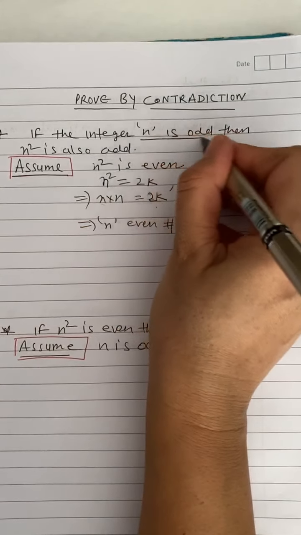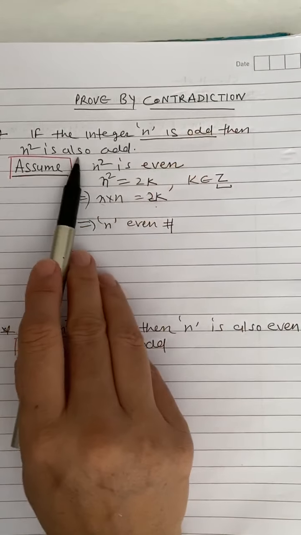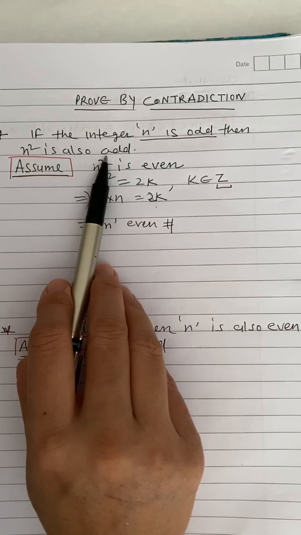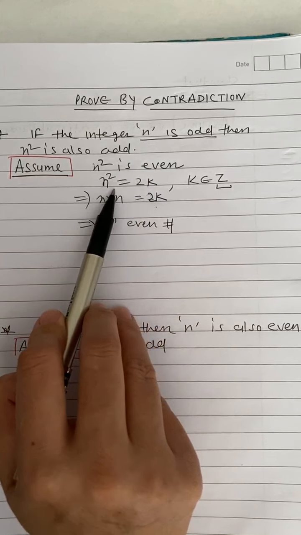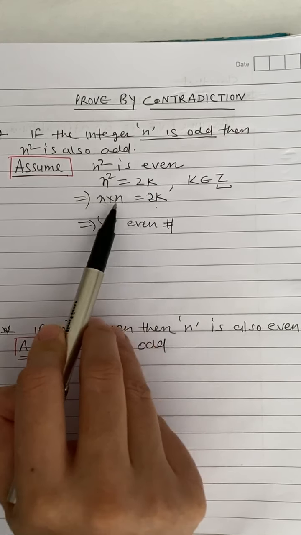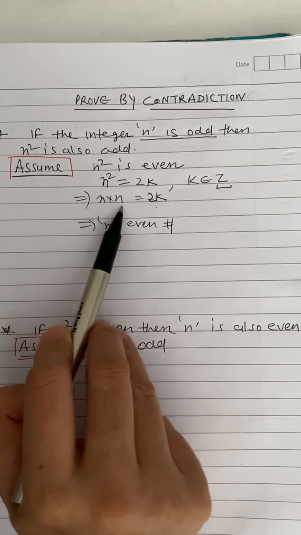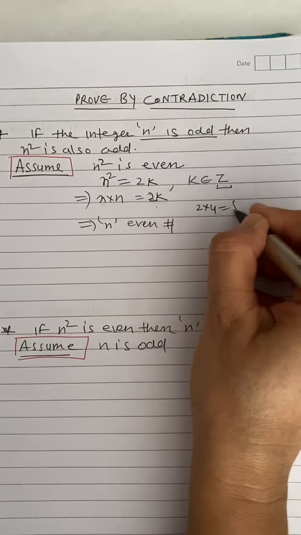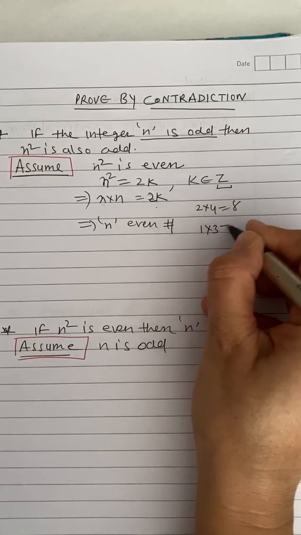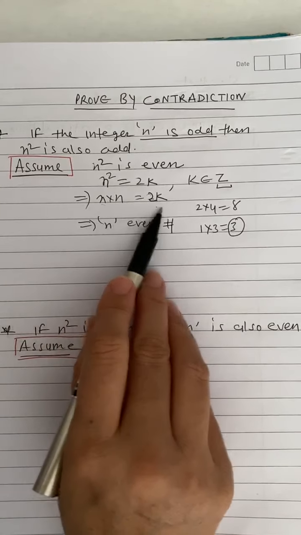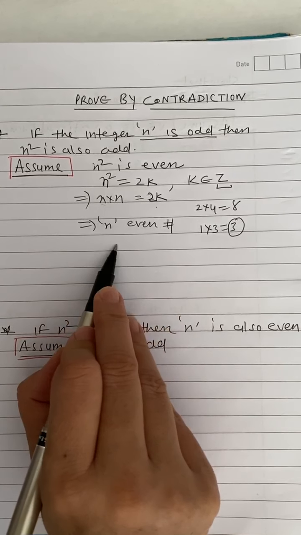which is not true, because it was given that the integer n is an odd number. So we proved this by contradiction, starting with n squared is even, and then we represented n squared as 2k, and then n times n is equal to 2k, and we know that the product of two even numbers gives you an even number. So if you have 2 times 4, that's an even number, but 1 times 3, which is 3, is not an even number. So here n has to be an odd number.